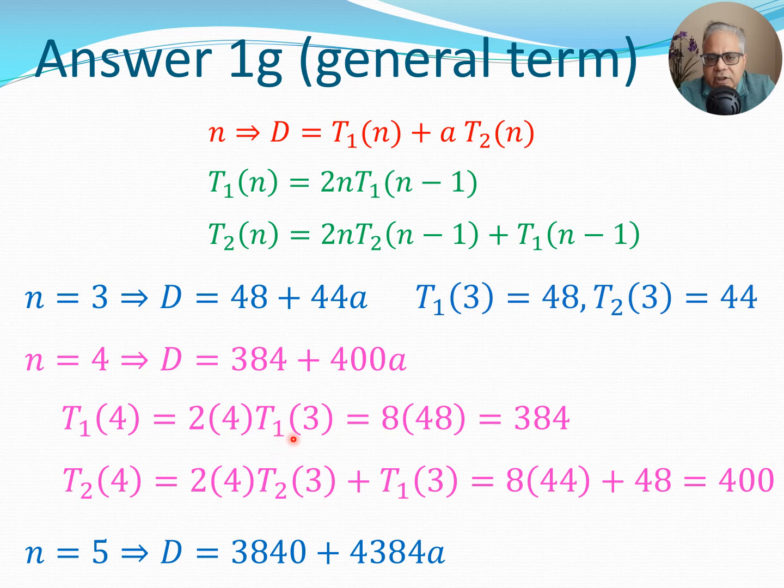Now you can see T13 is 48. So I put that here. T23 is 44. So I put that here. And I put T13 is 48 again. And then after some simplification, I get 384 and I get 400 here. So that does satisfy this particular equation in pink which I have obtained before, that is d is 384 plus 400a. Now of course we also had obtained n is 5, d is 3840 plus 4384a.